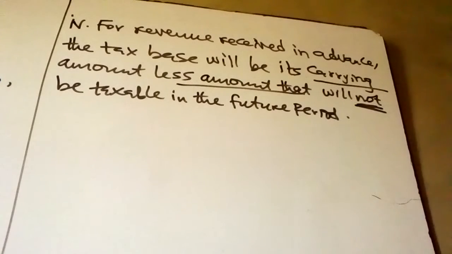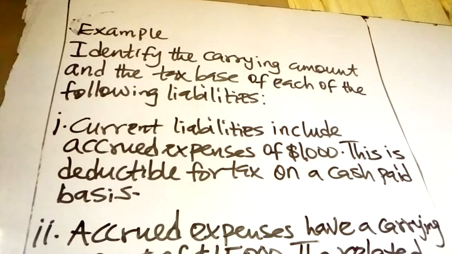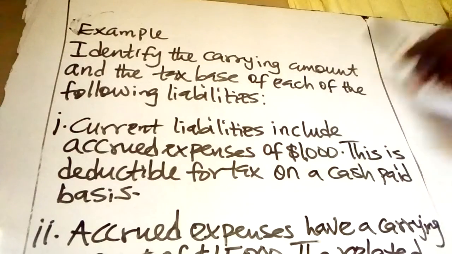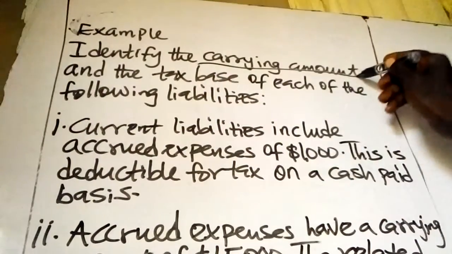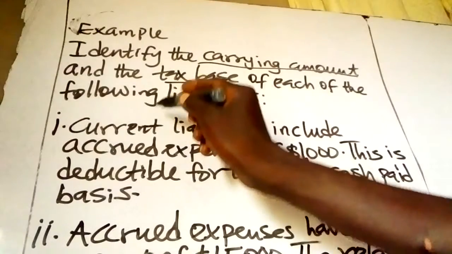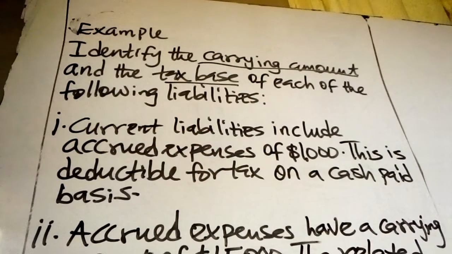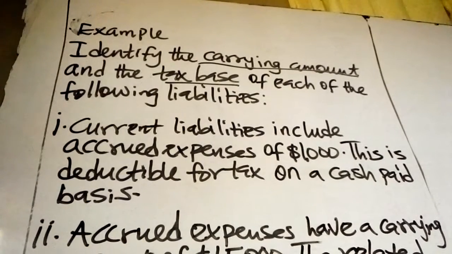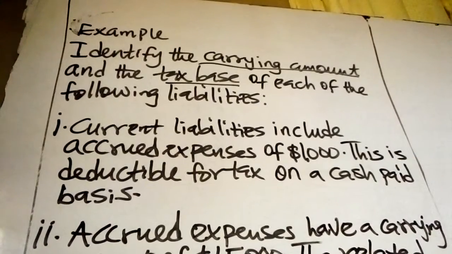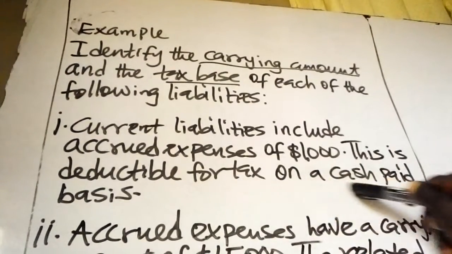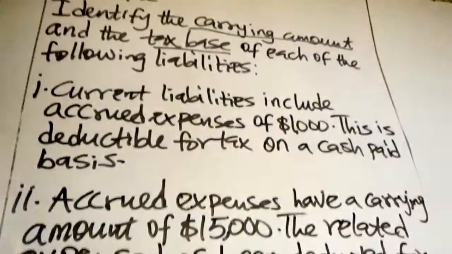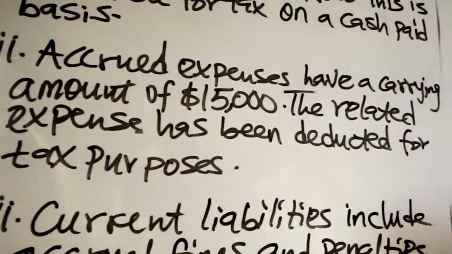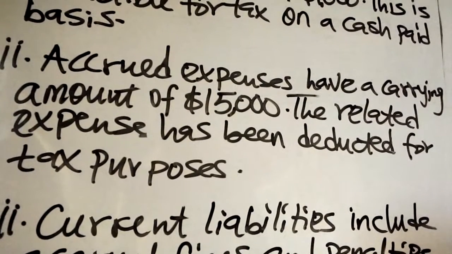So we want to take a question as a worked example. Identify the carrying amount and the tax base of each of the following liabilities. Number 1, current liabilities include accrued expenses of $1,000. This is deductible for tax on a cash paid basis. Number 2, accrued expenses have a carrying amount of $15,000. The related expenses have been deducted for tax purposes.